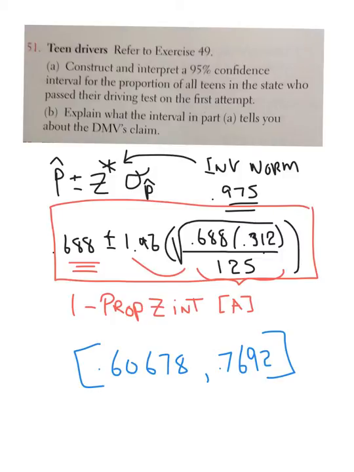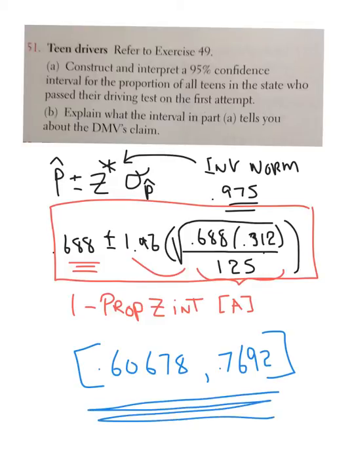And letter B says, what does that tell us? It tells us that we're 95% confident that the true proportion of kids that pass their driver's test on the first try is somewhere between these two numbers. Now that 60% is really on the low side, so I have a feeling it should be higher. We can't guarantee that, but it looks like it's going to be higher than 60%. It's somewhere in between those two. Now 60% isn't out of the question. It's in that interval, so we're good.